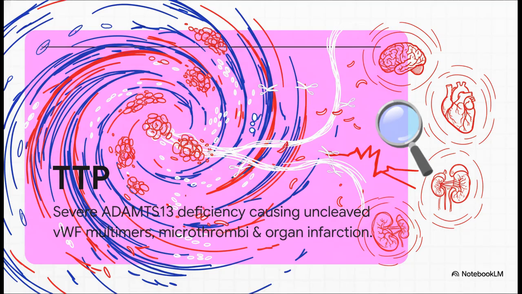Now, watch how things escalate into a total systemic crisis with TTP, thrombotic thrombocytopenic purpura. The microscopic villain here is a severe deficiency of the ADAMTS13 protease. Without this essential enzyme, these ultra-large von Willebrand factor multimers just float around uncleaved. This sets off a devastating cascade. Platelets start aggregating inappropriately, forming these widespread microthrombi that literally shear passing erythrocytes and cause catastrophic end-organ infarction.